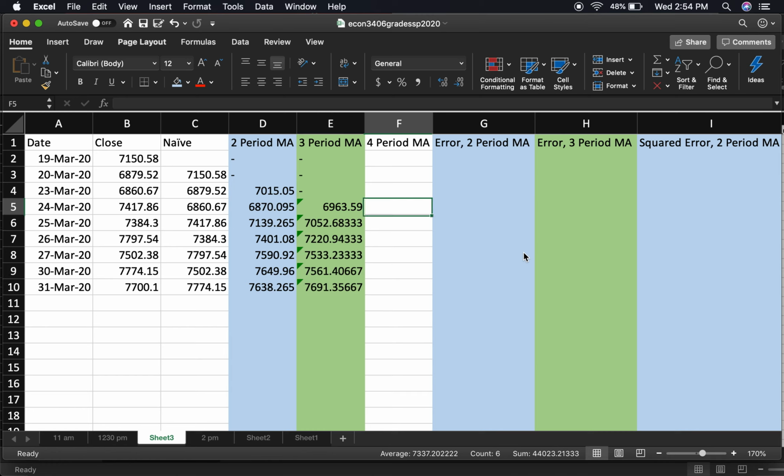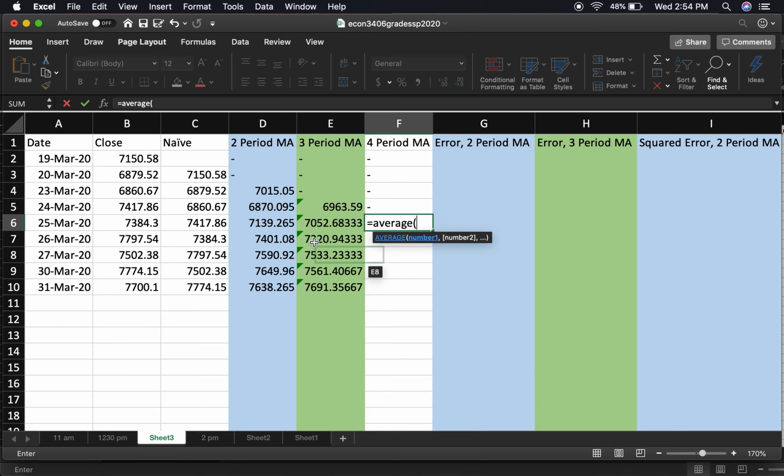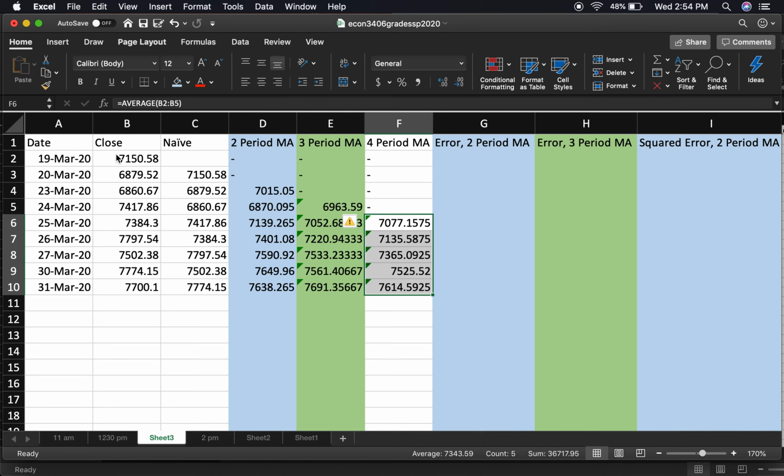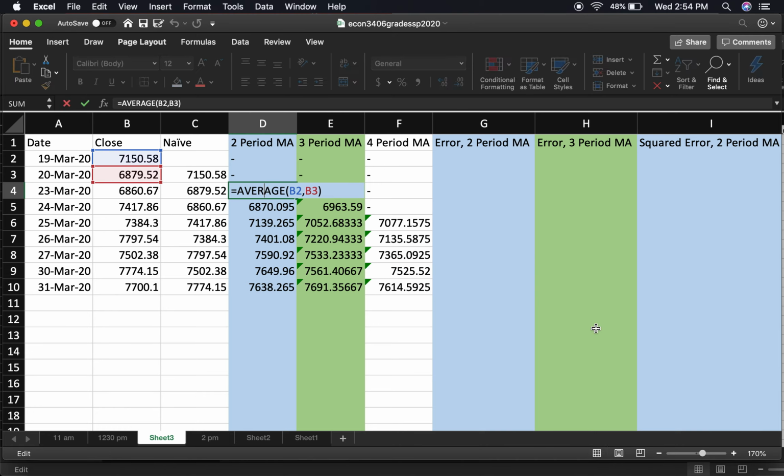Now for the 4 period moving average, I again can't make a forecast for the 19th, the 20th, the 23rd, or the 24th, but I can for the 25th, and I'll do that here. B2 to B5. So to summarize, for the 2 period, I have 2 periods. For the 3 period, you have 3 periods. For the 4 period, you have 4 periods.